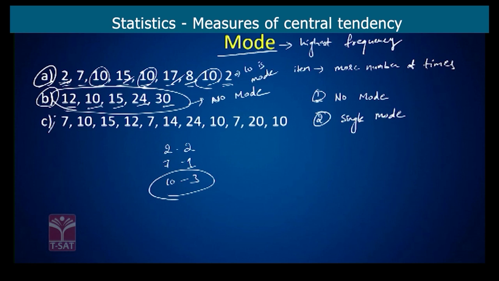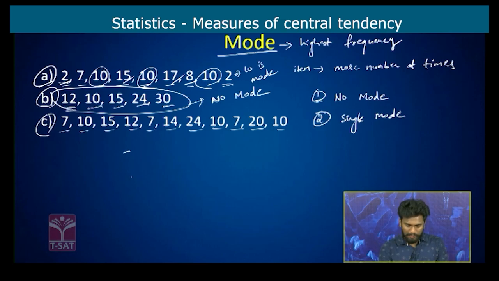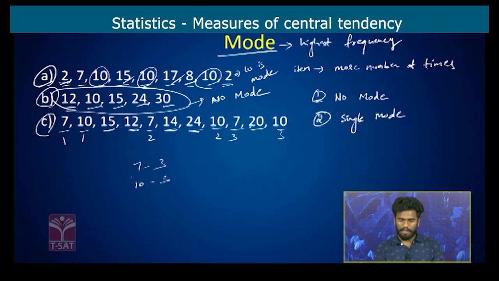Now come to C: 7, 10, 15, 12, 7, 14, 24, 10, 7, 12, 20, 10. How many times does 7 repeat? 1, 2, 3 times. 7 is repeating 3 times. And 10 repeats 1, 2, 3 times. So 10 also repeats 3 times. The remaining observations are all single time: 15 only 1 time, 12 only 1 time, 14 only 1 time, 24 only 1 time, 20 only 1 time.